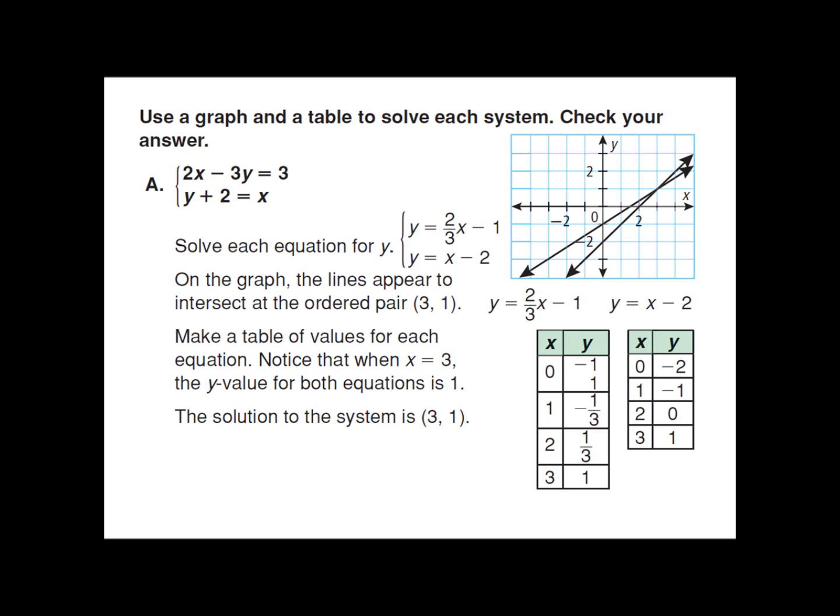Now in these two tables that they show, they only chose x values leading up to 3. It might be a good idea to choose a number before and after 3. So we plug them in and we make sure that (3, 1) works for both of them. So since when x equals 3, y equals 1 for both equations, then yes, (3, 1) is the solution to this system. By the way, it's the only solution to this system.